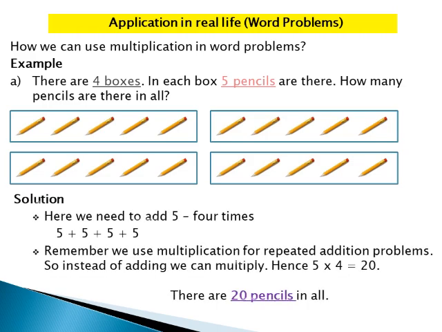So here we need to add 5 4 times. Remember, we use multiplication for repeated addition problems. So instead of adding 5 4 times, we can multiply 5 times 4. Hence, 5 times 4 equals 20. There are 20 pencils in all.